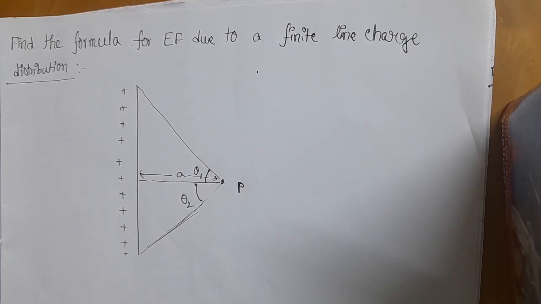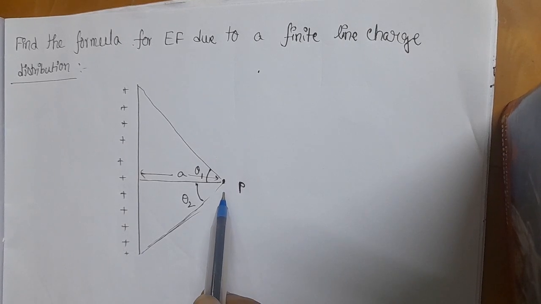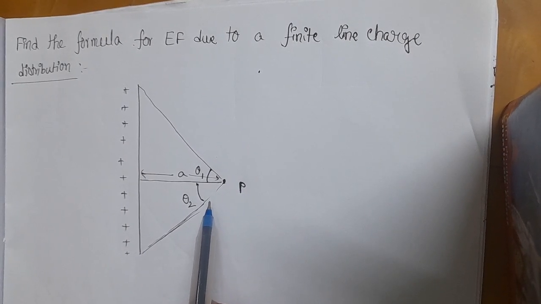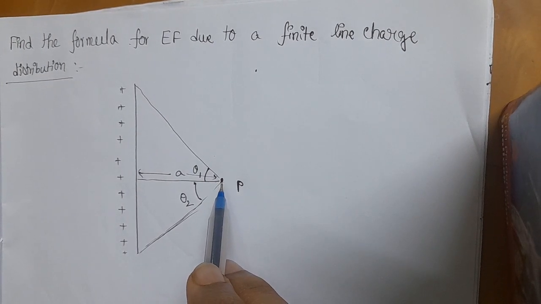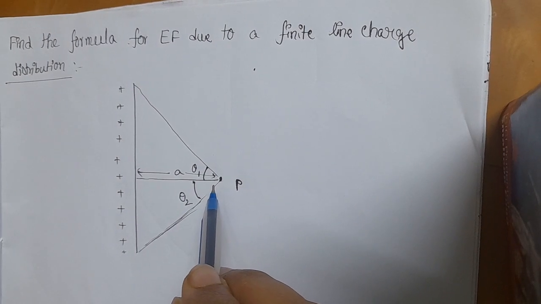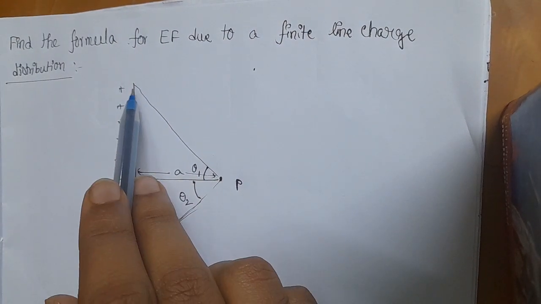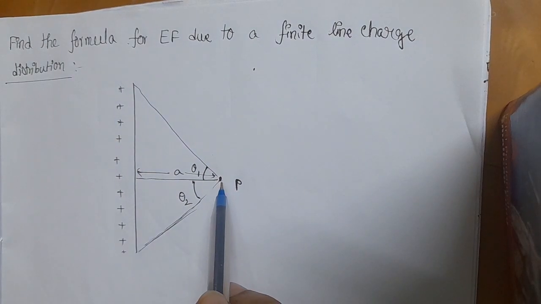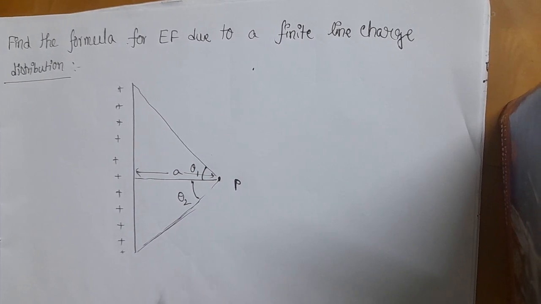So we have to find the formula for the electric field due to a finite line charge distribution. So what is the procedure to do so? Whenever there is a question where you have to find the electric field at a point, what I do is that at the point at which I have to find the electric field, that is the point P given in this question, I assume a small test charge placed at this point and see that due to the neighboring charges it will experience a force. The direction in which it will experience a force will be the direction of the electric field.